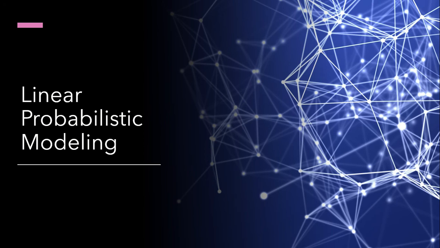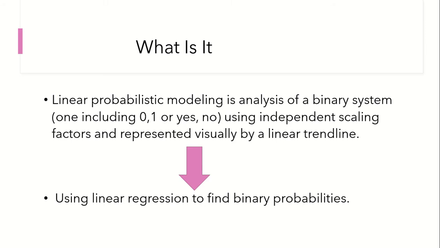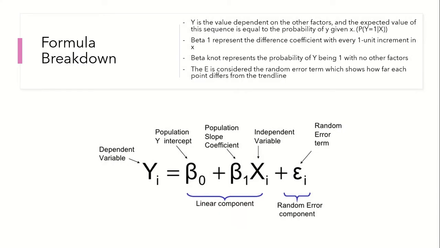So linear probabilistic modeling, what is it? It's using linear regression to find binary probabilities. So it's using a linear trend line to model situations that only have two possible outcomes. The formula: y, the dependent variable, is the probability of y being 1, or a success, given x factors.